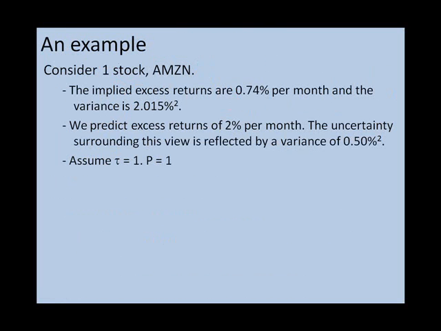Let's work through an example. We're going to consider just one stock, Amazon. And we calculated the implied excess returns to be 0.74% per month. And we know that the variance of returns is 2.015% squared. We predict excess returns of 2% per month, and the uncertainty surrounding this view is reflected by a variance of 0.5% squared. We can assume that tau is equal to 1 and p is also equal to 1.